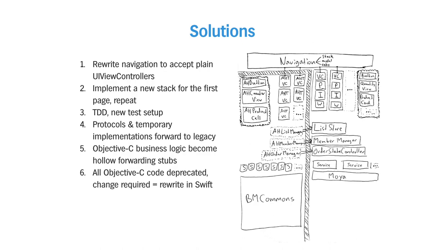We created some protocols with temporary implementations to forward functionality to the Objective-C code, because we couldn't do everything at once, so we were still using old business logic in the new Swift code. But we didn't want to be held back by the architecture of the old stuff. So we made a protocol, like how do we want it to work, and then everything was forwarded to the old.